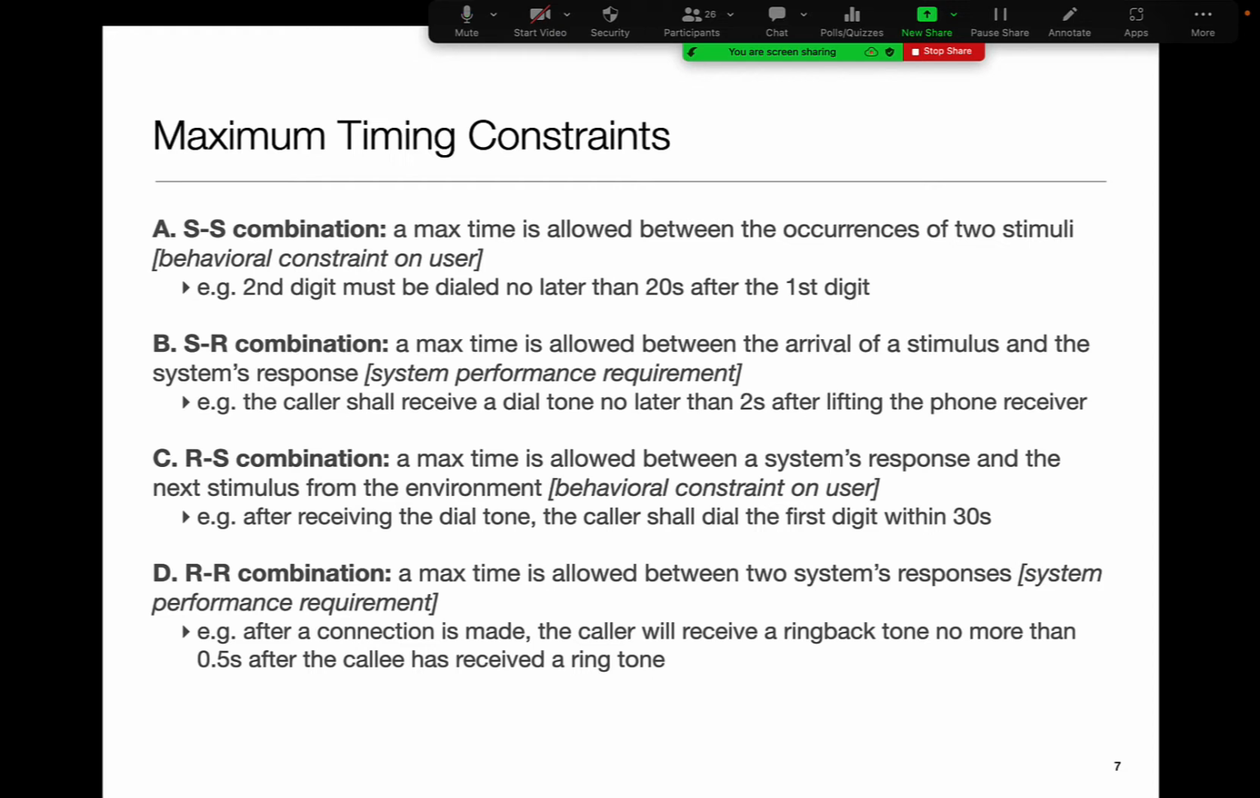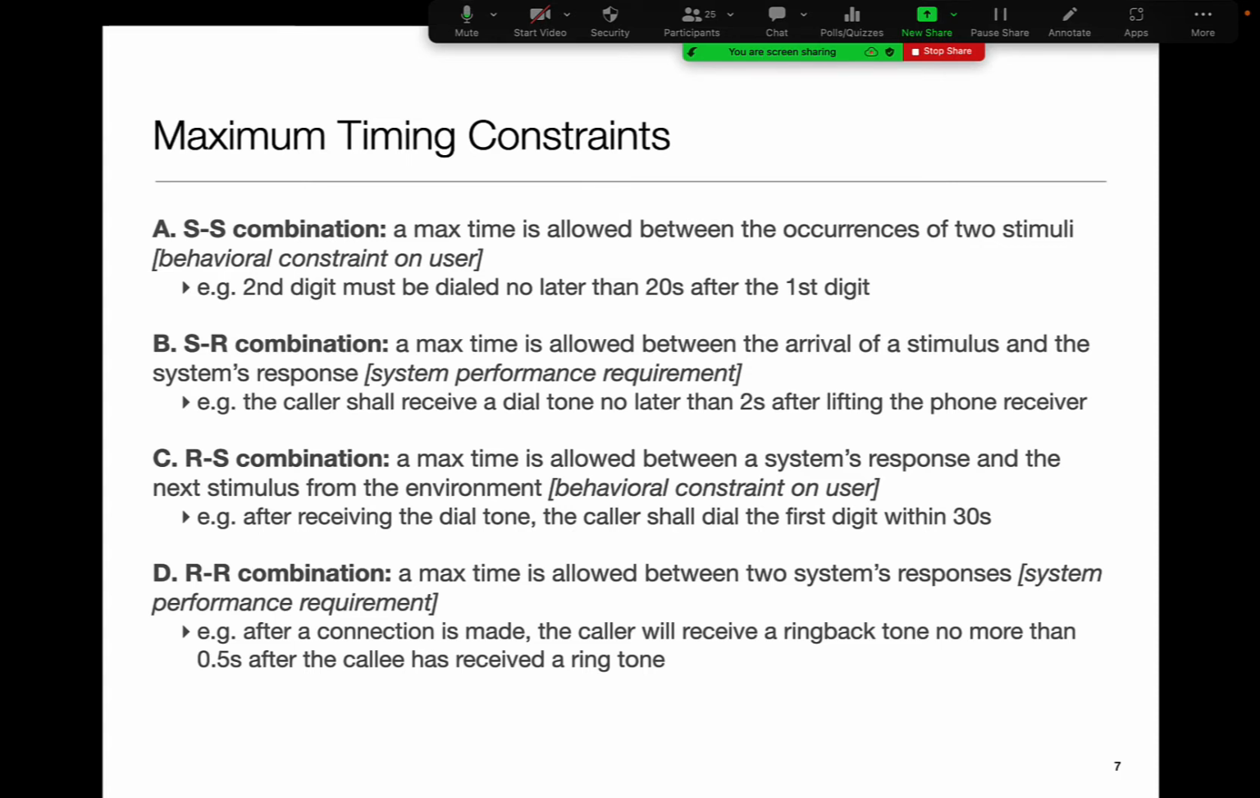So this is clearly a requirement or an expectation on the environment. SR: a maximum time is allowed between the arrival of a stimulus and the system's response. So for example, after I pick up the phone, or nowadays press something, you shall receive a dial tone no later than 2 seconds after lifting the phone receiver. Now I guess nowadays with a smartphone the concept of dial tone has gone, but if you still have a landline phone, you pick it up and a dial tone has to come, right?